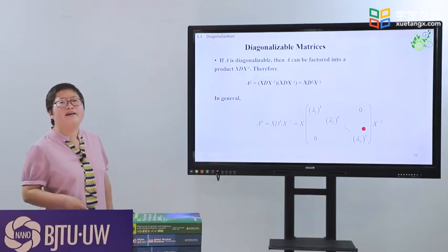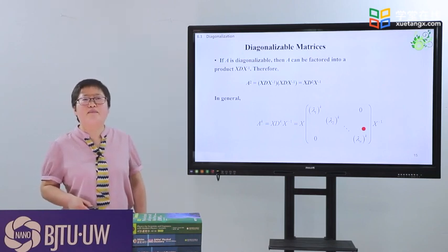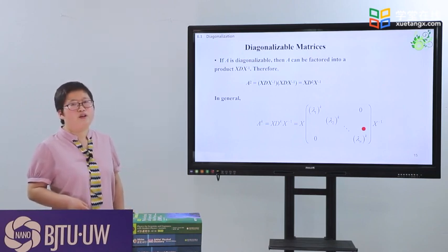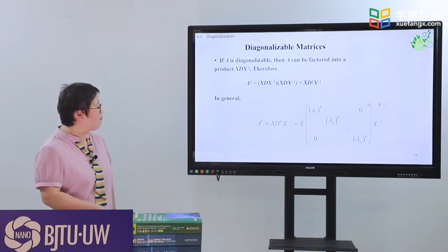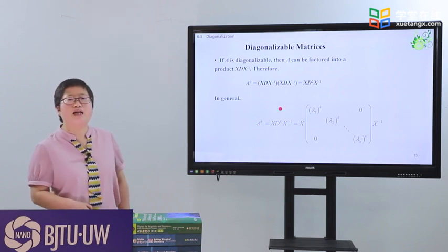Okay, that's why we like to diagonalize a matrix A into a diagonal matrix. So the computation of A power k becomes much easier.